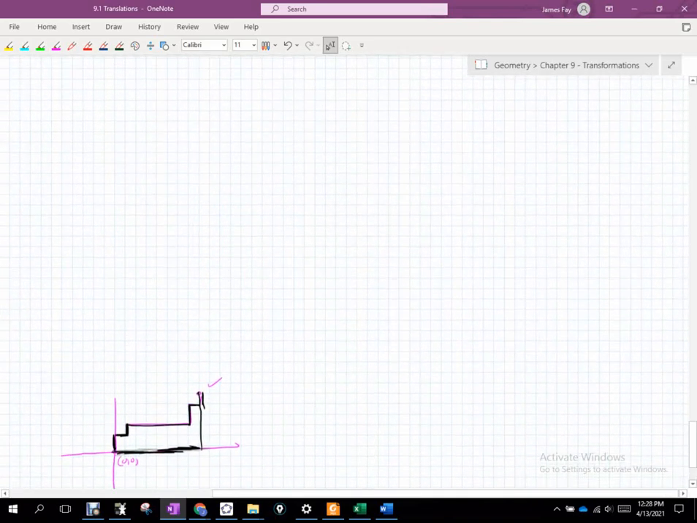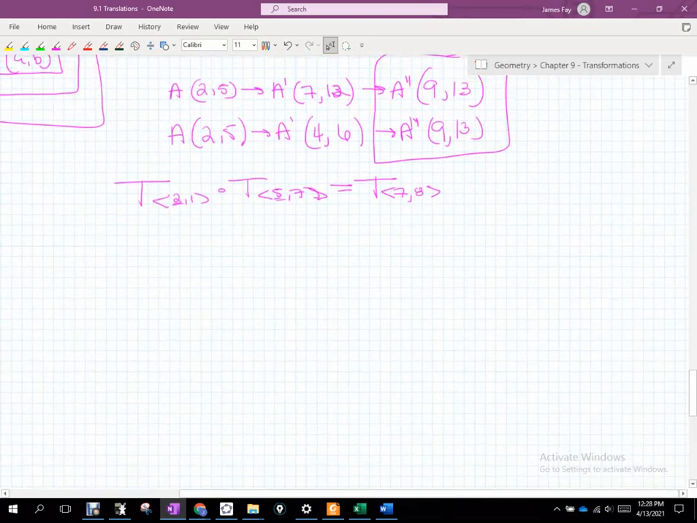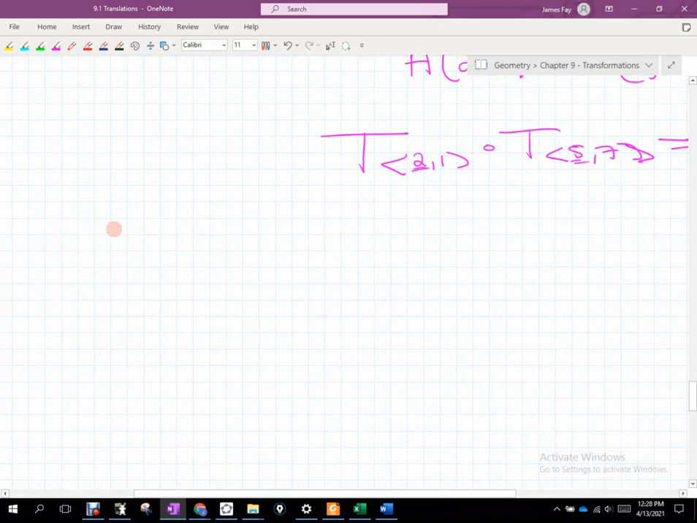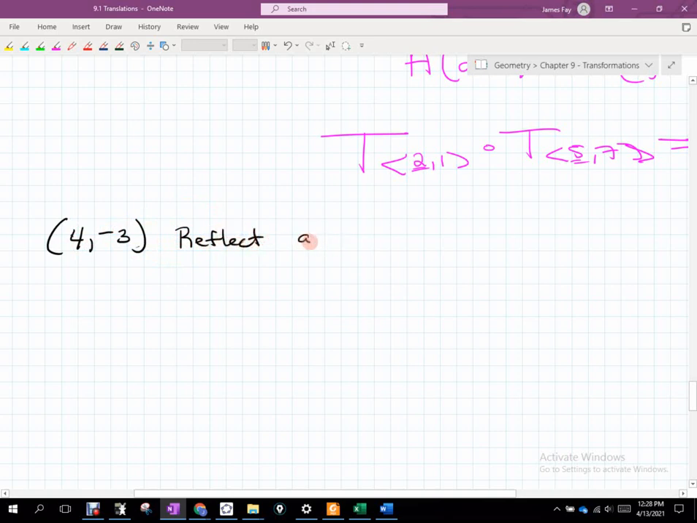You may have seen, or not seen yet, I didn't give you your homework yet, but you will see in your homework today something like this. They'll say, take the point, let's go to point 4, negative 3, and they'll ask you to reflect across y equals negative 8. Okay? So that's it written in words.